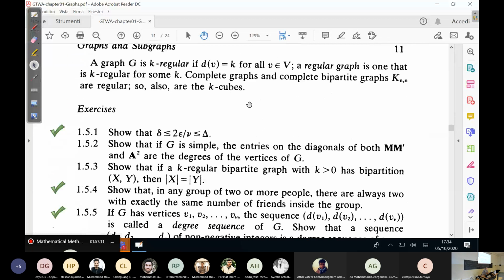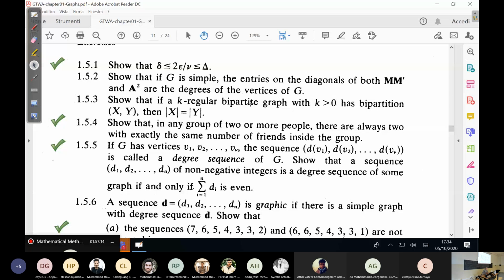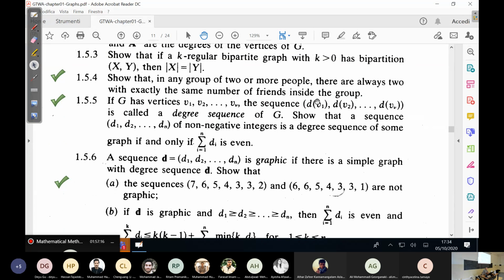So now we had this problem. If you have a graph, not necessarily a simple graph, any graph, loops and multiple edges are allowed, with vertices V1, V2, up to Vn, the sequence of degrees is called the degree sequence of G. Show that a sequence D1, D2, up to Dn of non-negative integers is a degree sequence of some graph if and only if the sum of these numbers is even.